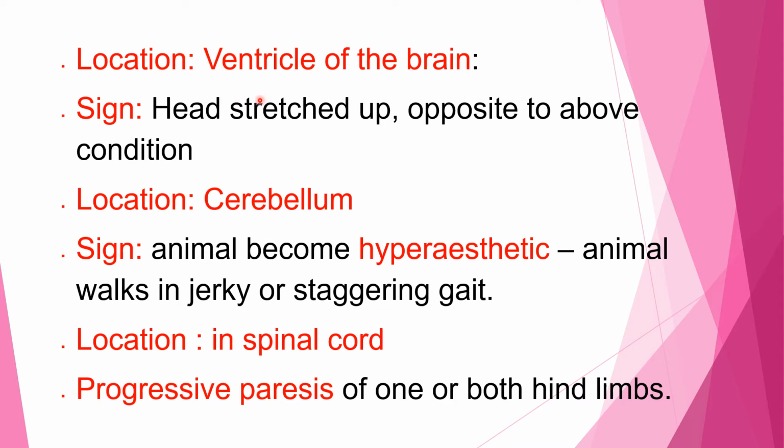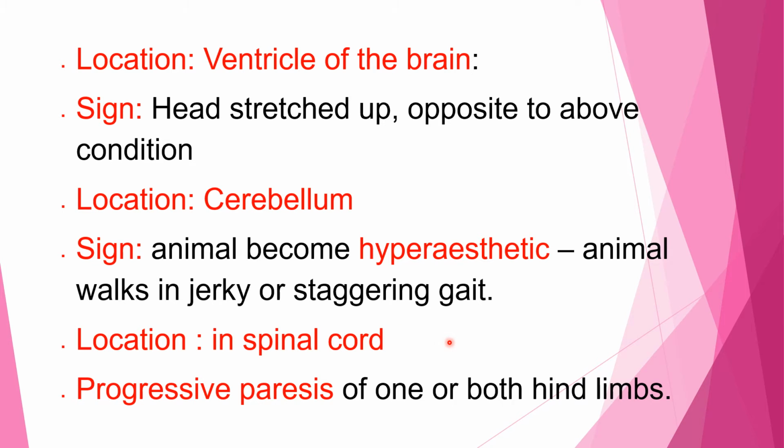If the cyst is located on the ventral ventricle of the brain, then the signs are just opposite to the previous condition. Head is stretched upward. If the cyst is located in the cerebellum, the animal becomes hyperesthetic. Even with a mild stimulus, the animal gets irritated and walks in a jerky way or with a staggering gait.